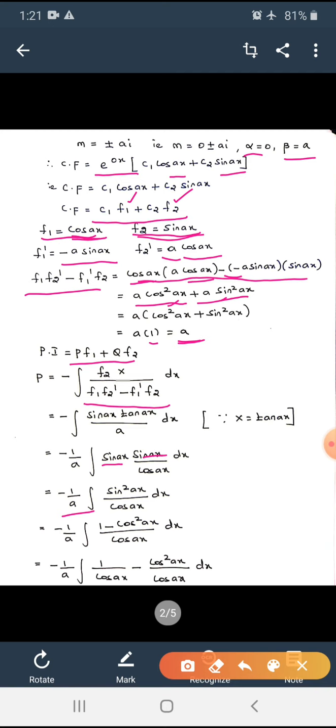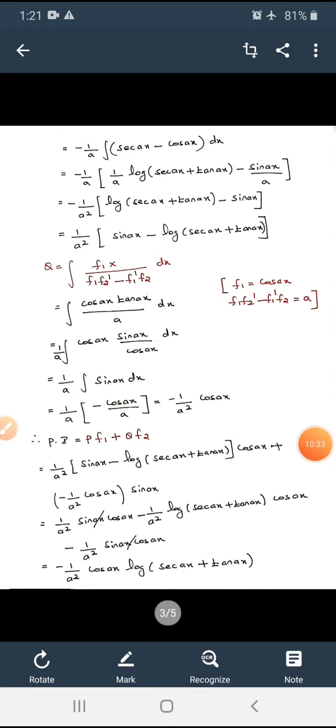Now the denominator is cos ax, so let us divide each term in the numerator by it. So we get minus 1 by a integral. If we divide each term, we get 1 by cos ax minus cos square ax by cos ax into dx. We know that 1 by cos ax can be written as secant ax, and if you cancel one cos with cos, the remaining will be cos ax dx in the numerator. That is equal to minus 1 by a integral secant ax minus cos ax dx.